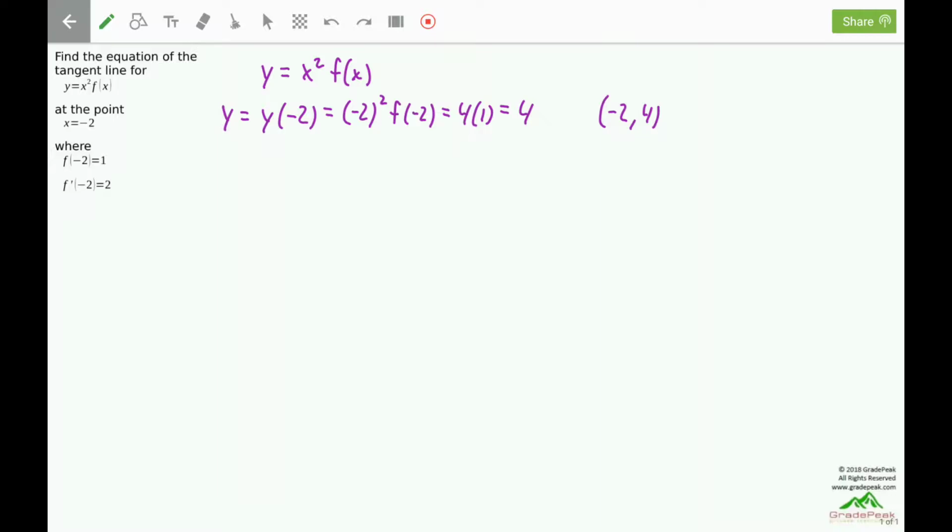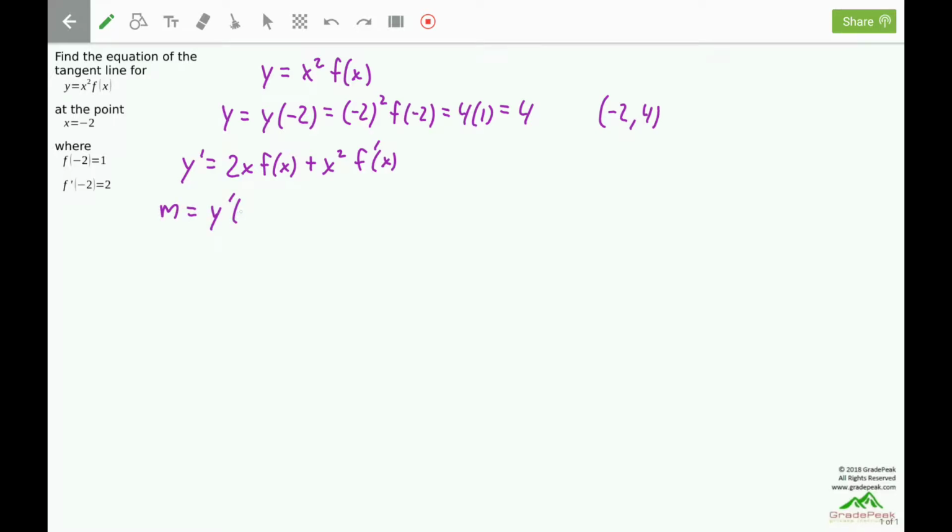The next thing we need is the slope of the tangent line, and that's the derivative. We're going to be taking the derivative of our function y equals, and that's a product, x squared times f of x. So we'll have to make use of the product rule for the derivative. y prime will equal the derivative of the first, 2x, times the second left alone, f of x, plus the first left alone, x squared, times the derivative of the second, f prime of x.